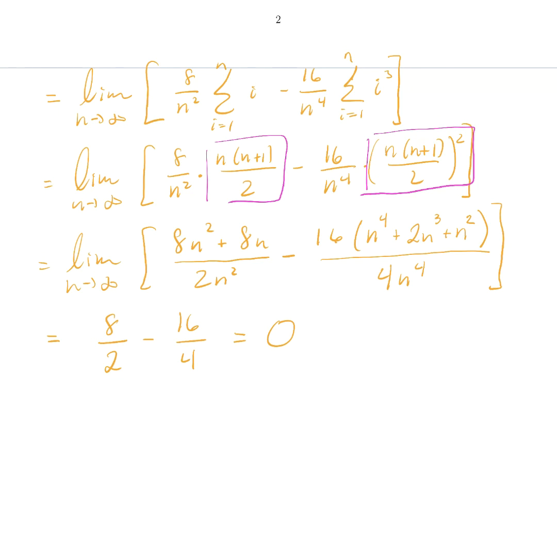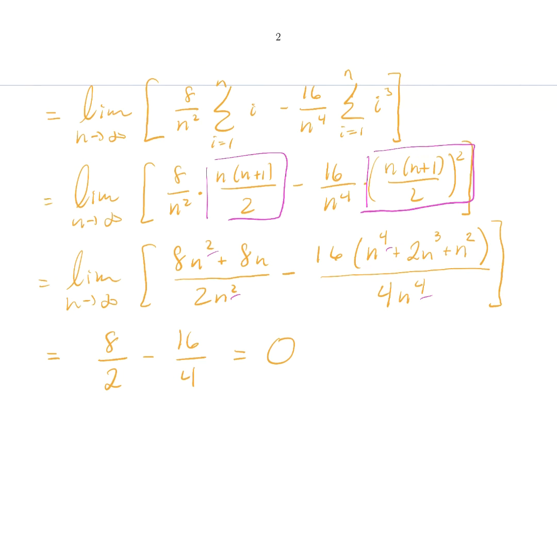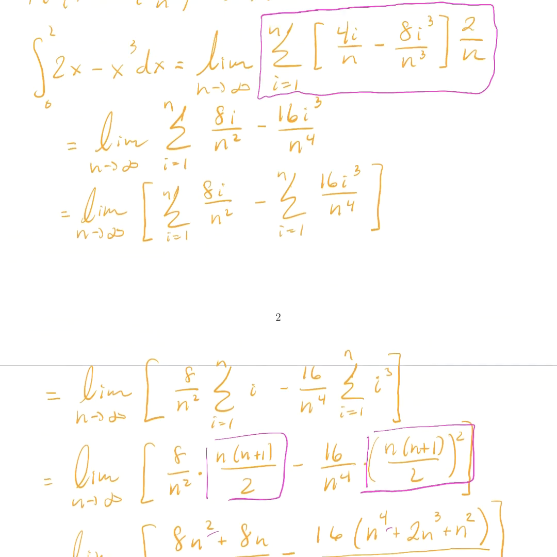And it looks like we get 8n squared plus 8n over 2n squared minus 16 times n to the fourth plus 2n cubed plus n squared over 4n to the fourth. So again, ratio of leading coefficients. We have squared, squared, fourth, fourth. Leading coefficient in the numerator here is 8 and 2, 16 and 4. So we get 8 halves minus 16 fourths, which is 0. What does that mean?